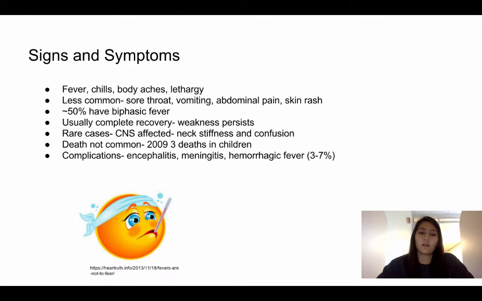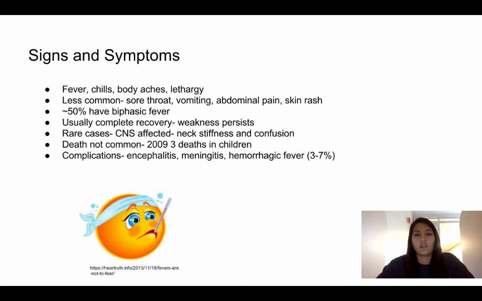Death is not common at all. As of 2009, only 3 deaths have ever been reported, and they were in children. They probably just had really bad immune systems and couldn't fight it off. So I guess that's why they died of it, something like that.